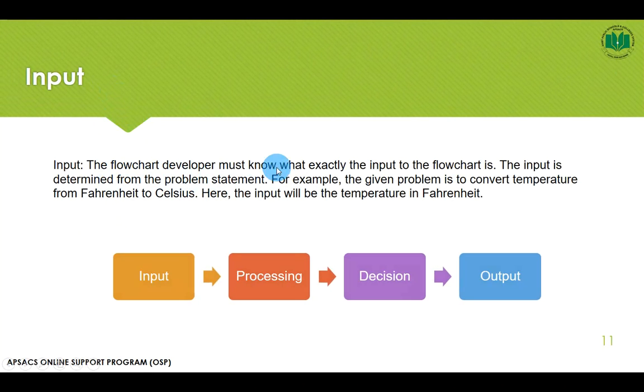The flowchart developer must know what exactly the input to the flowchart is. The input is determined from the problem statement. For example, the given problem is to convert temperature from Fahrenheit to Celsius. If we need to convert the temperature from Fahrenheit to Celsius, we need the temperature in Fahrenheit. Here the input will be the temperature in Fahrenheit. The input is only the data which we will get from the problem.